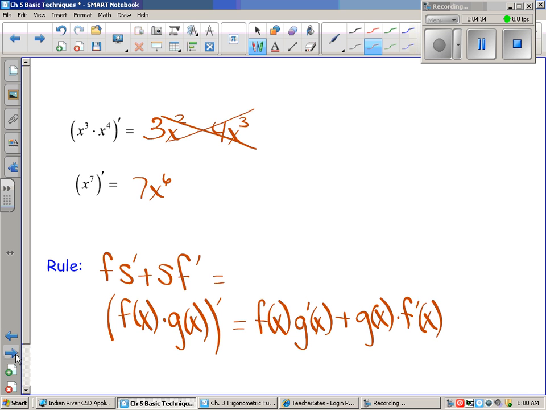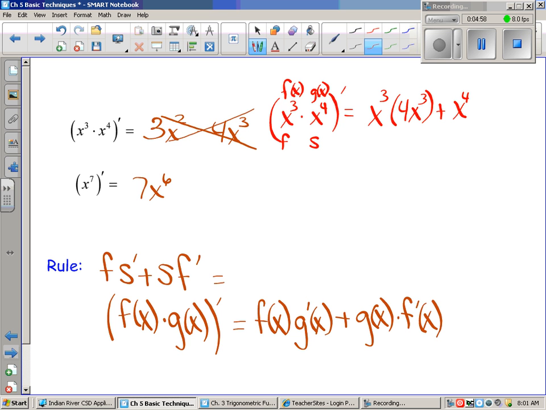Our two functions are x cubed and x to the fourth. So we'll deem this as f of x, and this would be g of x, or the first and the second. So the product rule says this: the first times the derivative of the second plus the second times the derivative of the first. And so what I have here is 4x to the 6 plus 3x to the 6. And sure enough, I get that 7x to the 6 as we expect right there.